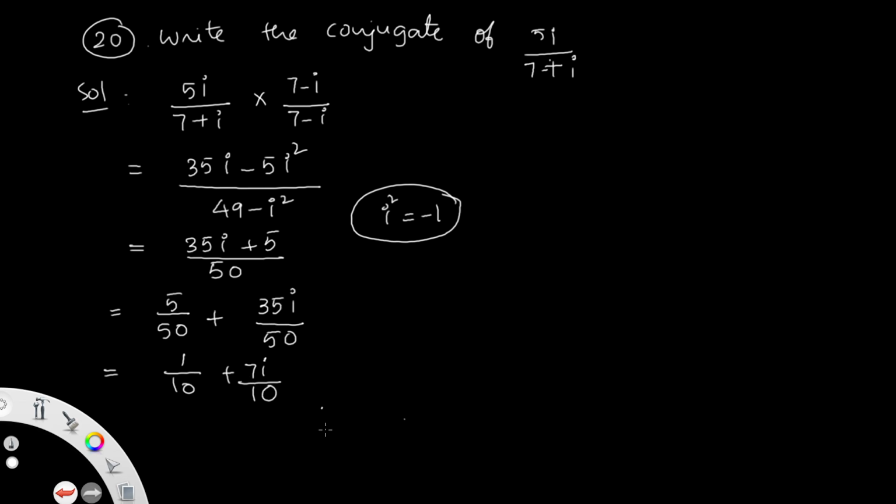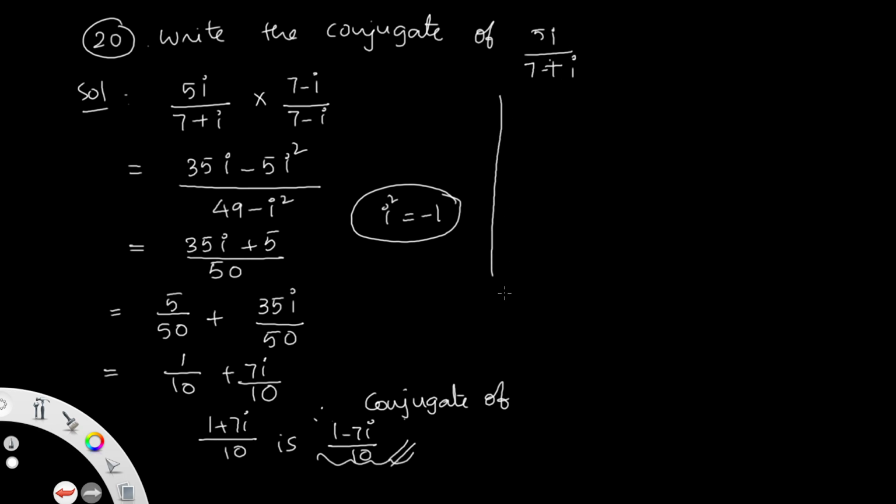But in the question it is given the conjugate. So the conjugate of 1 by 10 plus 7i by 10 is 1 by 10 minus 7i by 10. This is the answer. So that is the question given. Next, go to the second question.